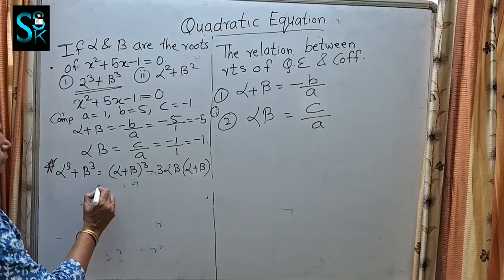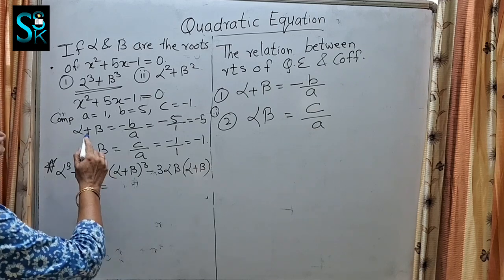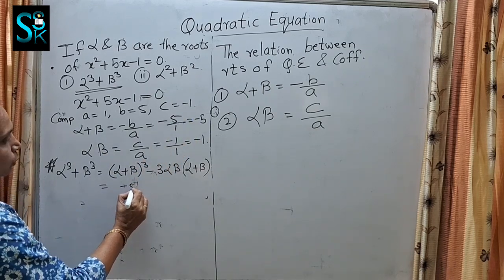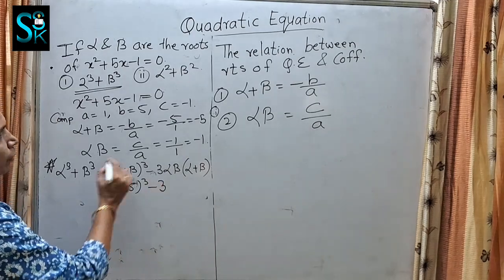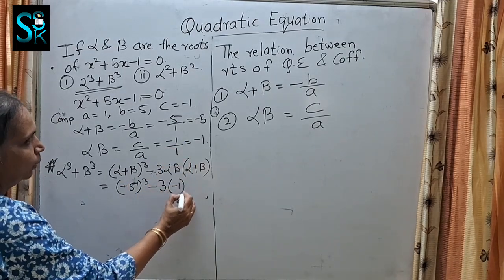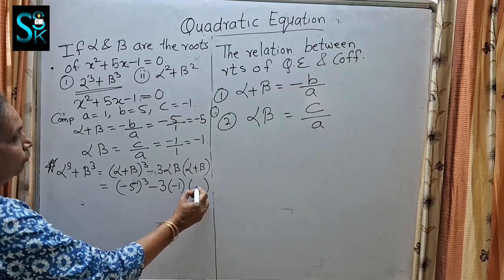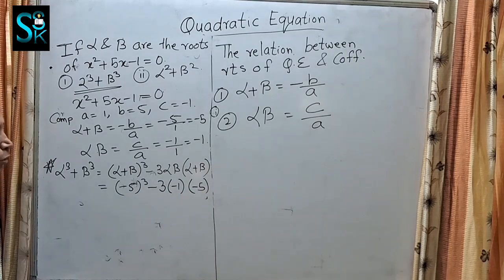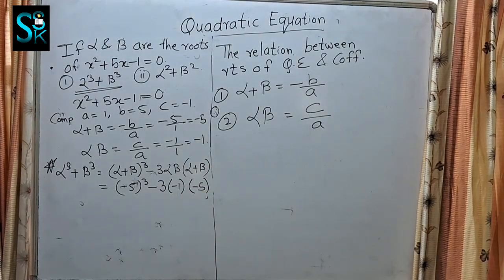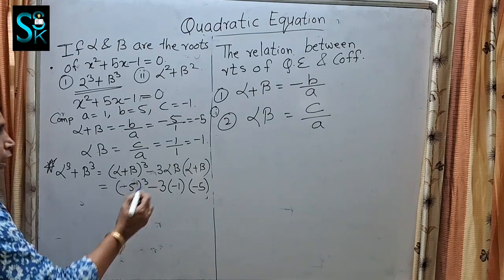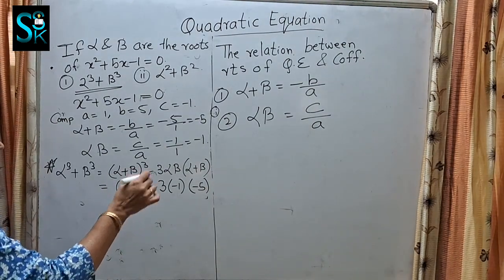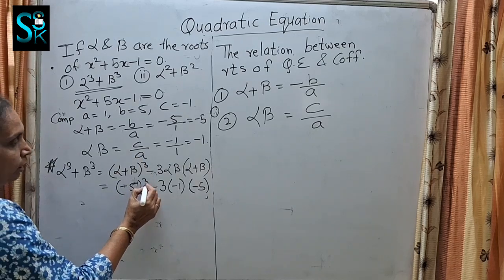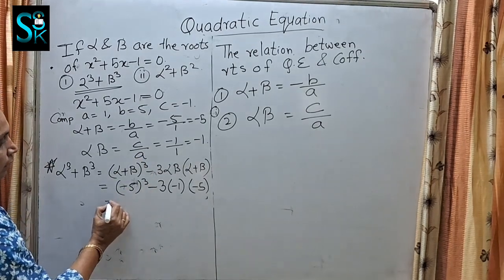Now we are just going to substitute the values which you have found out. Alpha plus beta is minus 5. So minus 5 the whole cube minus formula 3. Alpha into beta you found out minus 1. Alpha plus beta you have found out is minus 5. Now we are just going to simplify this. So 5 into 5 into 5, that is minus 5 cube. Plus into minus, minus into minus plus. Here the power is an odd number and the base is negative, so always the answer will be negative.